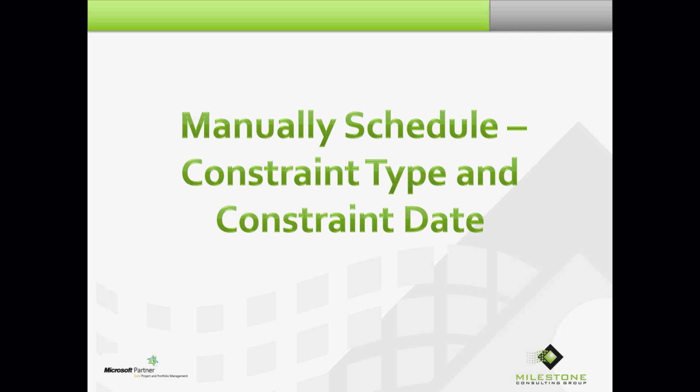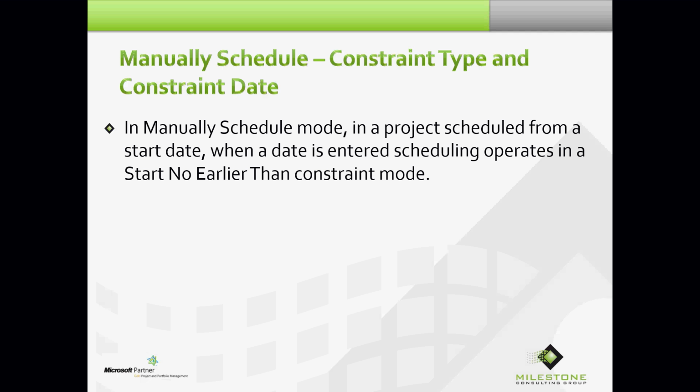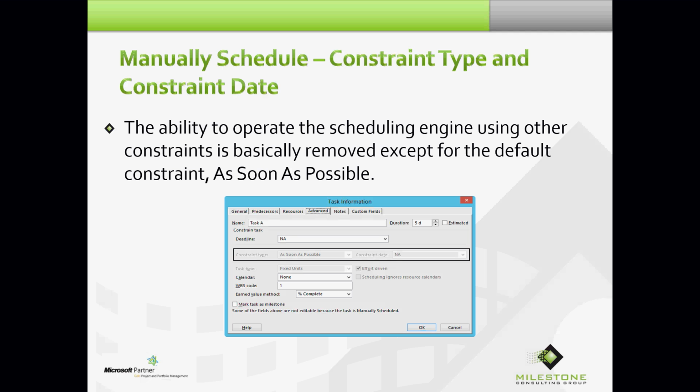What about constraint type and constraint date? In manually scheduled mode, in a project scheduled from a start date, when a date is entered, scheduling operates in a start no earlier than constraint mode. So really put your thinking hats on now as it relates to constraints. The ability to operate the scheduling engine using other constraints is basically removed, except for the default constraint as soon as possible.